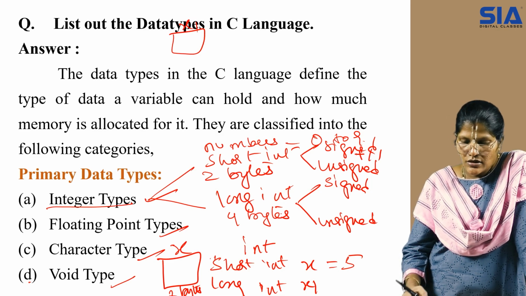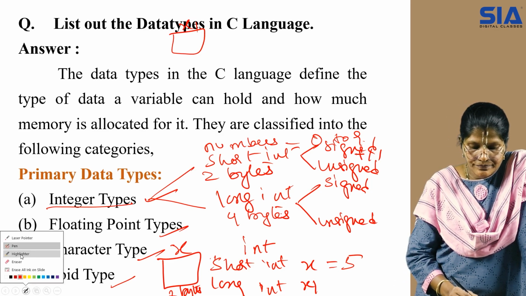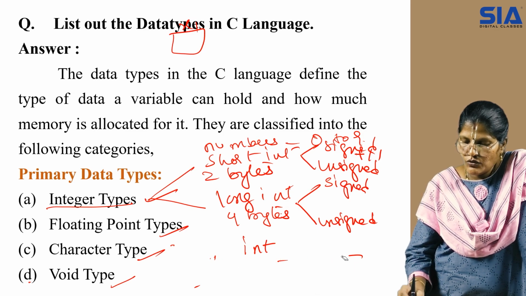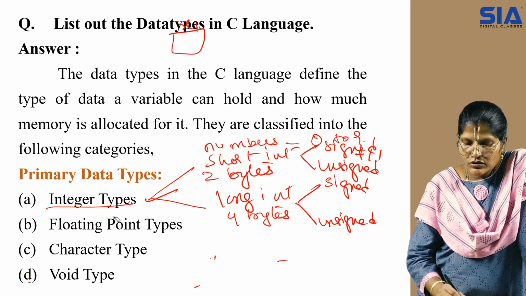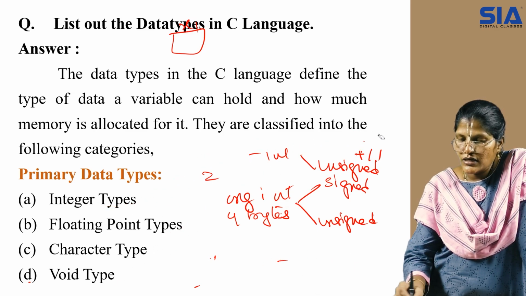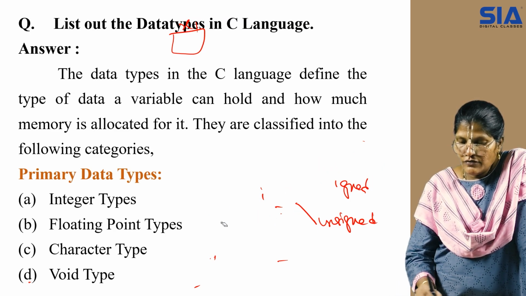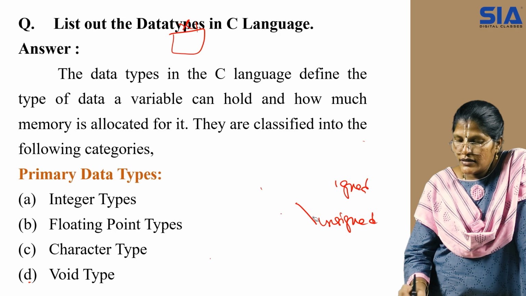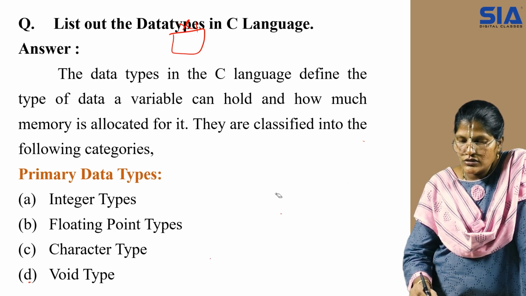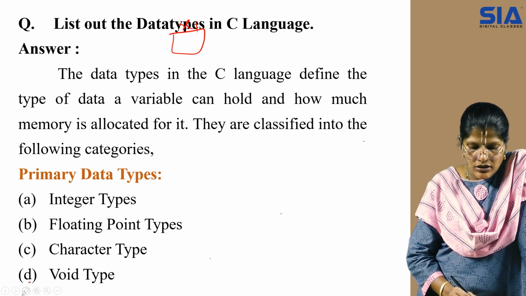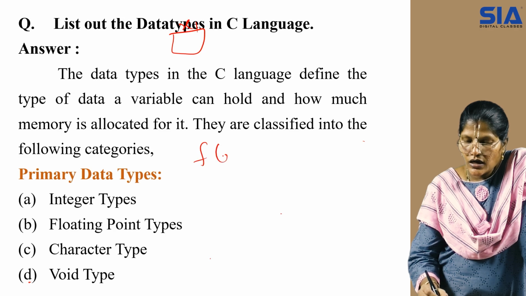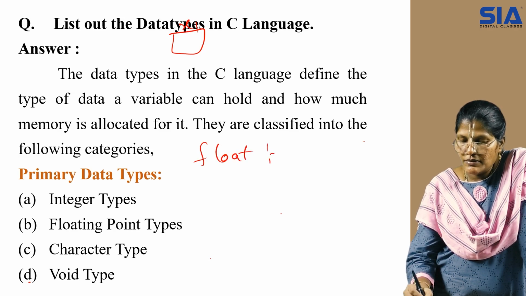When we talk about floating values, what do you mean by floating values? Floating values are nothing but decimal values. The floating values enable the user to use decimal numbers.